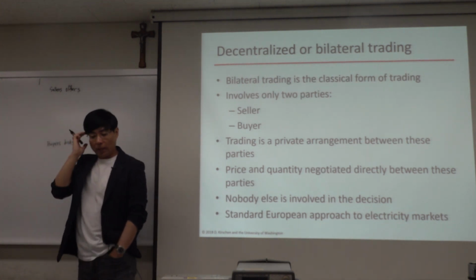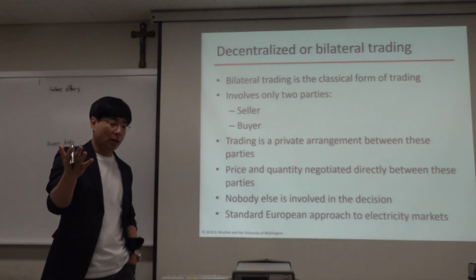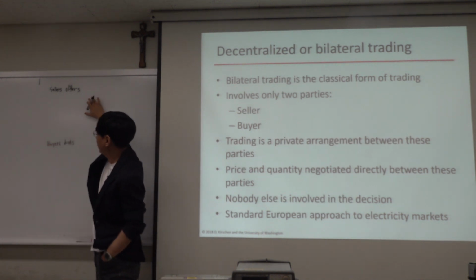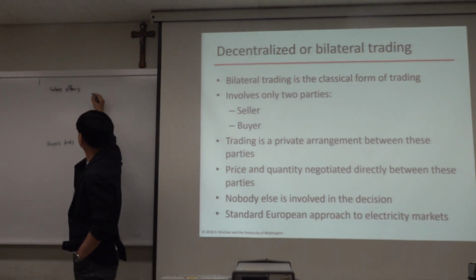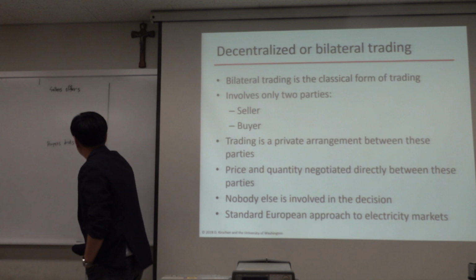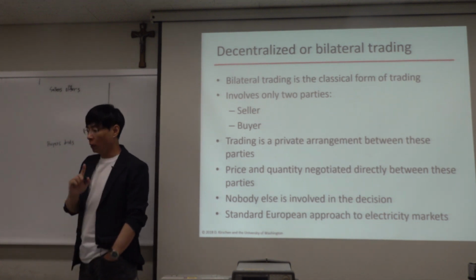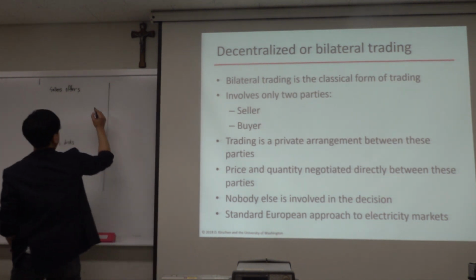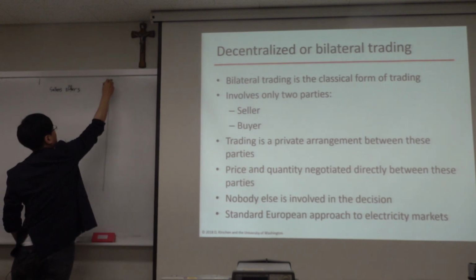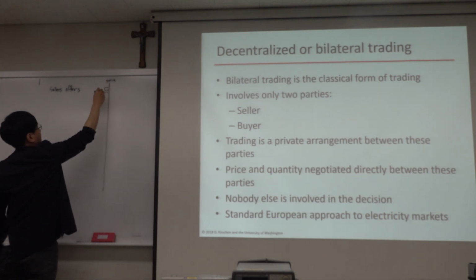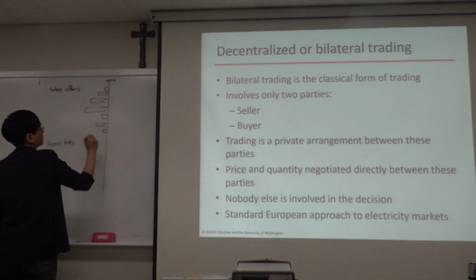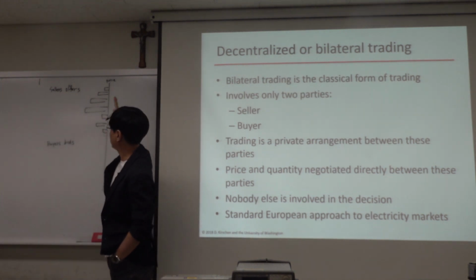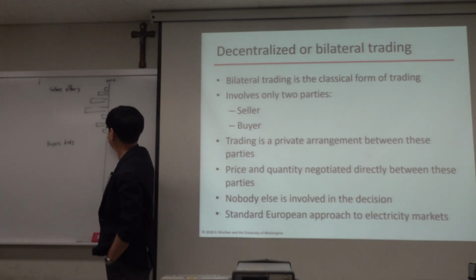So obviously, sellers want to sell at a higher price, so they are placed here. Buyers want to buy at a cheaper price. So when you look at the order book of a spot market, you usually see the price here and the quantity here, something like this. And this is the offer from sellers, and this is the bid from buyers.